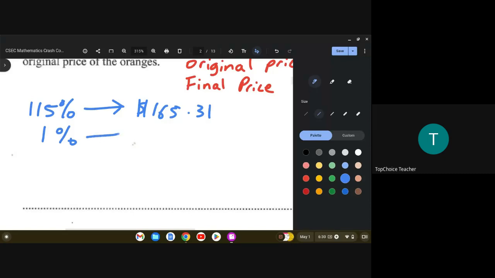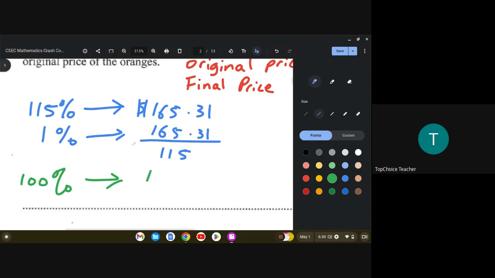1%, for those who may not want to say it, would just be $165.31 divided by 115. That would be 1%. So 100%, which would be the original price, will be whatever 1% is, multiplied by 100. So that would just be 165.31 over 115 multiplied by 100.